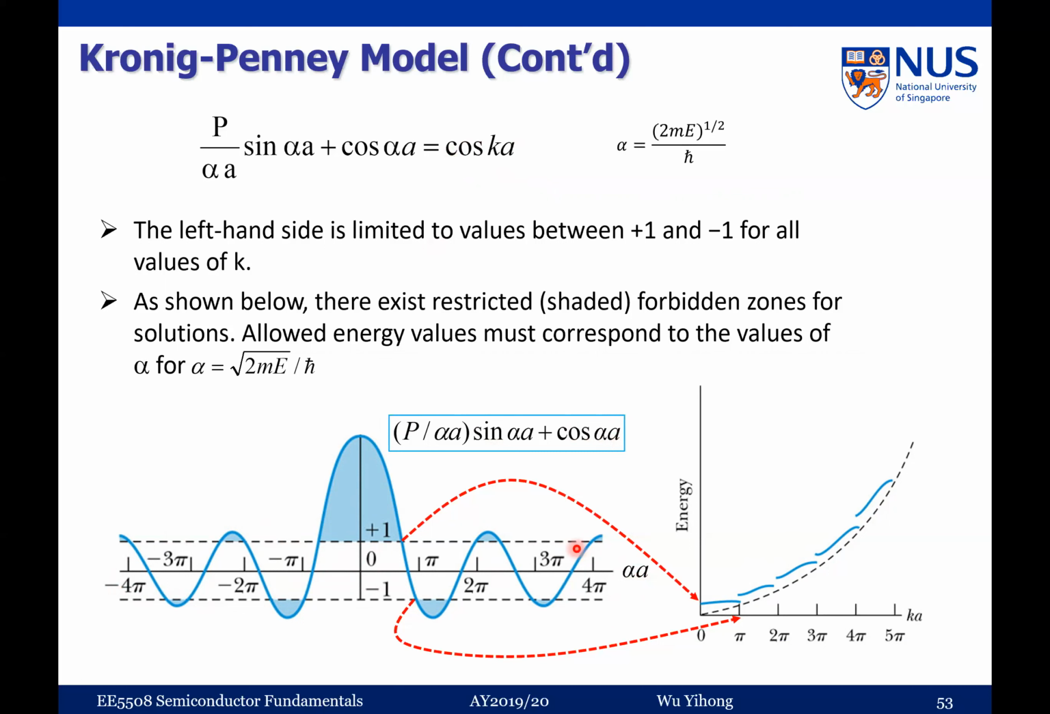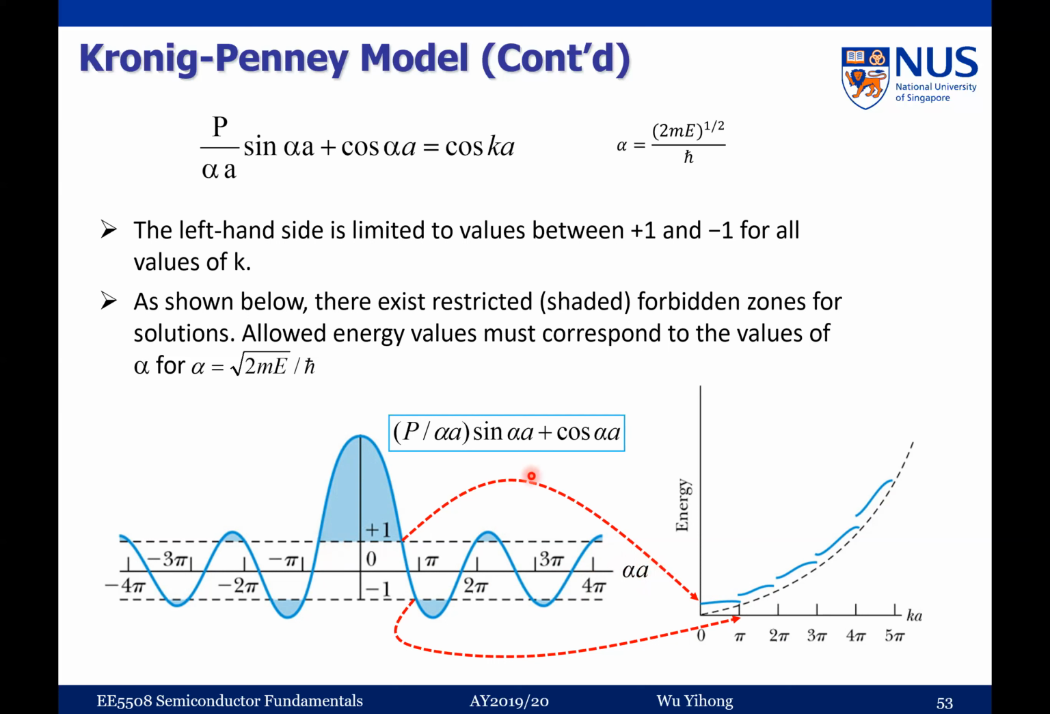So now we can see that this equation does not have any solution in this shadowed region, because the left-hand side is larger than 1, all right? So this means that you cannot have an energy within this region. Why? Because you don't have a solution for this alpha A, because E is contained in alpha A. So this means that the electron cannot take energy within this region. Okay.